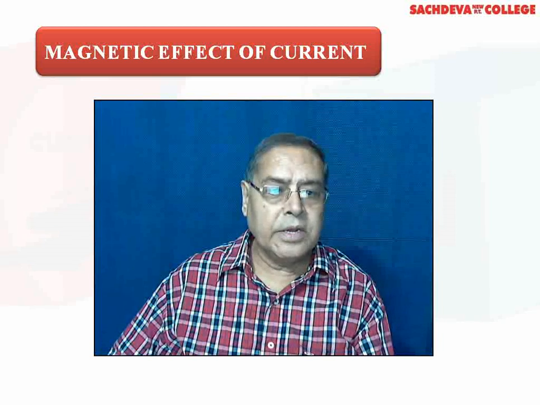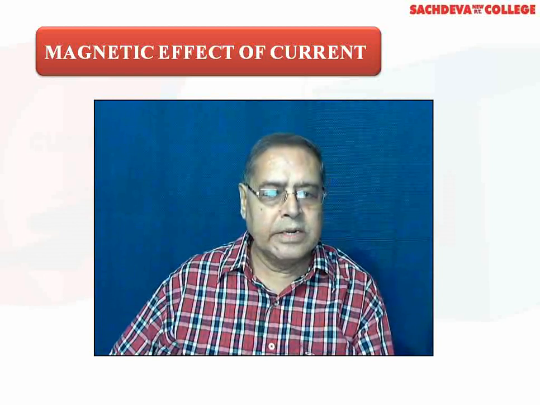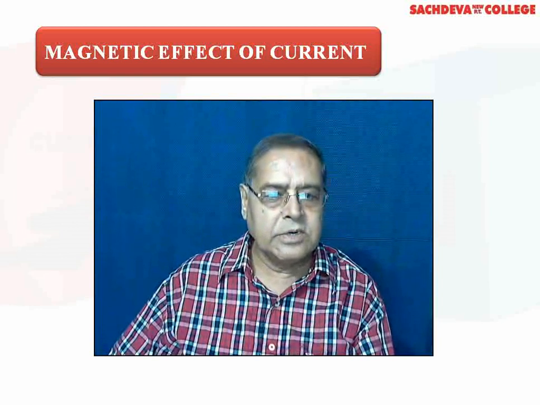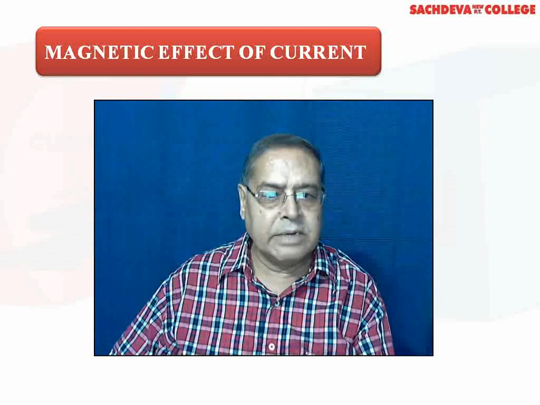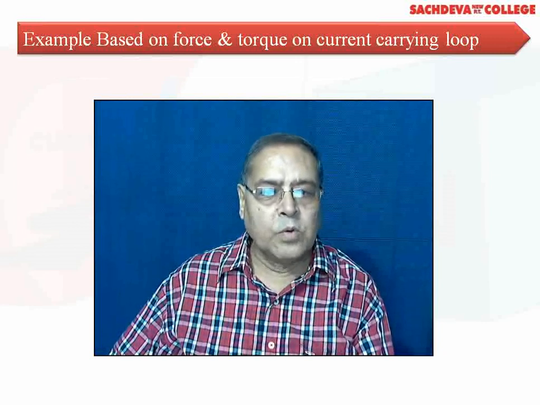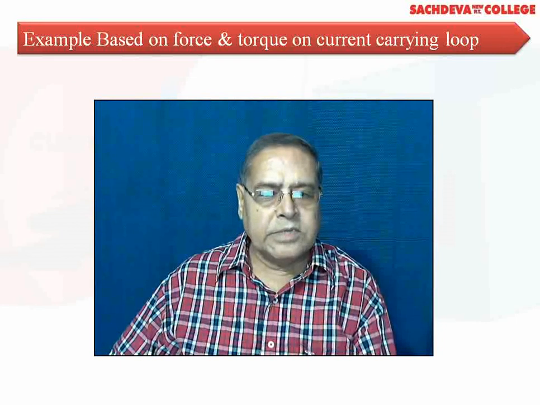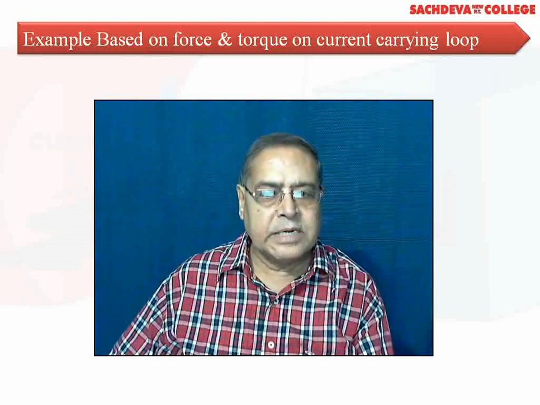We are continuing again the magnetic effect of current, another part. As I have told you earlier, magnetic effect is related to the current passing in a conductor and we will feel magnetism. Now, there are certain examples based on force and torque on current carrying loop. You will always remember that the units of force are generally Newton, dynes, gram weights, and kilogram weights. Torque, that is represented by tau, that is force into perpendicular distance.